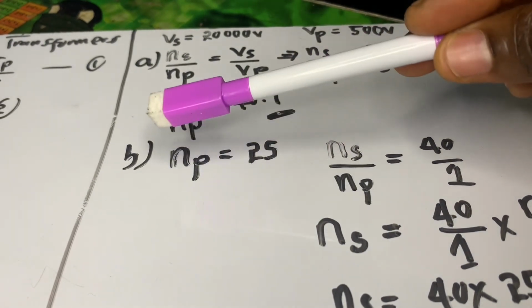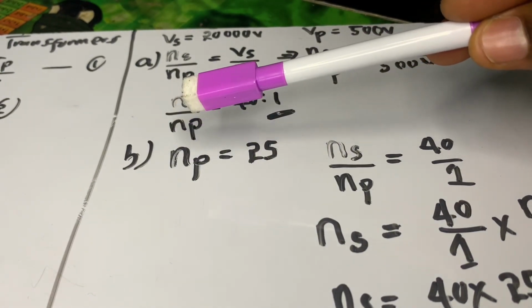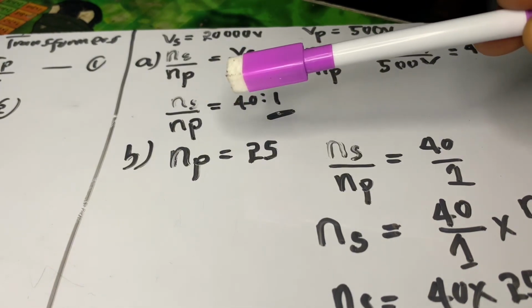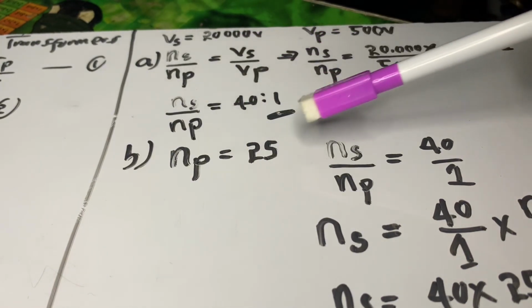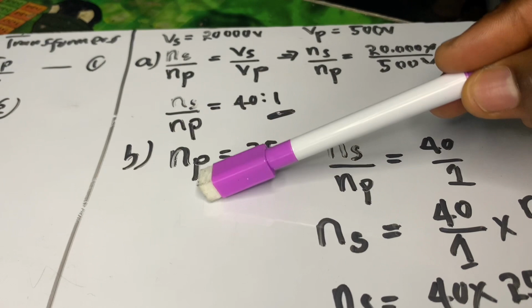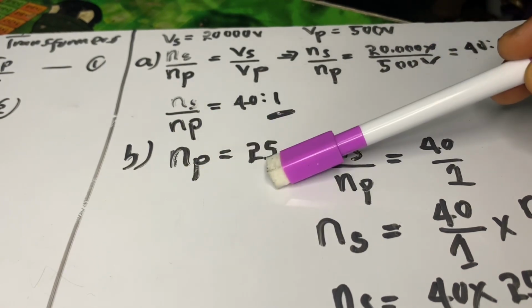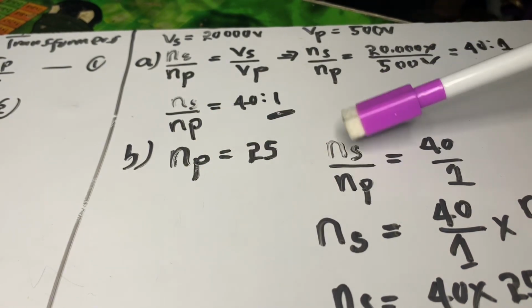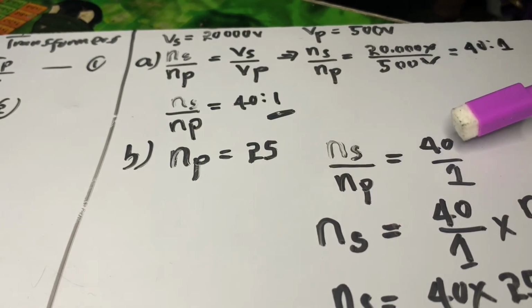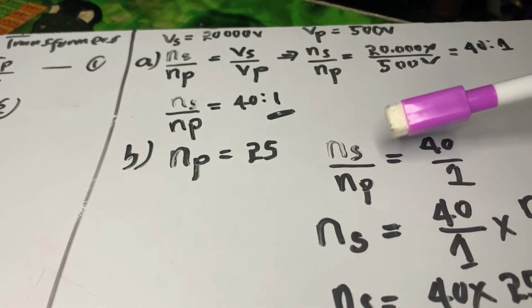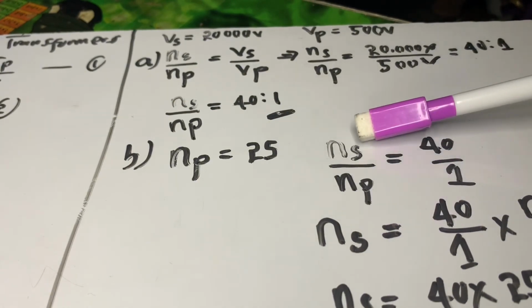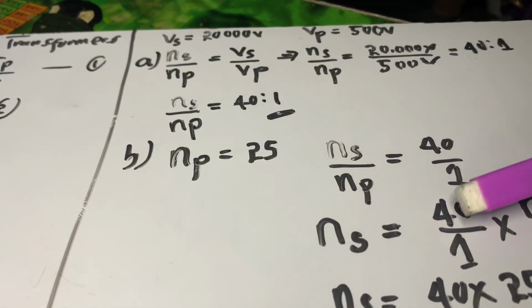Now the B part of the question was asking us to calculate the number of turns of the secondary coil if the primary coil has 25 turns. So they have given us that the number of turns on the primary coil is 25. Using the formula, the number of turns on the secondary coil over the number of turns on the primary coil, you would find an expression for the number of turns on the secondary coil, which will be equal to 40 times the number of turns on the primary coil.